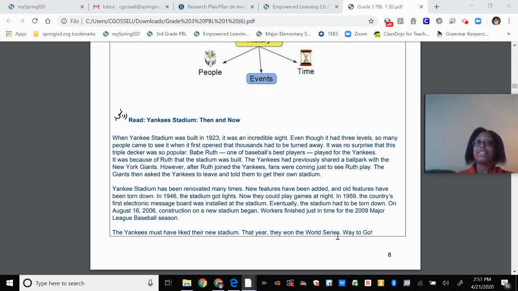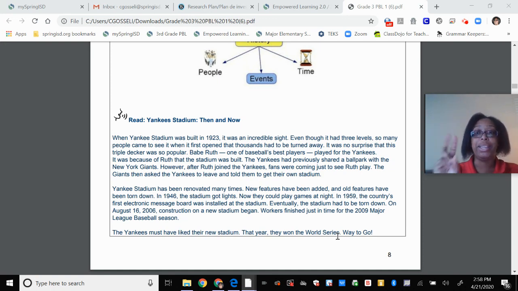Way to go. So that's a lot of information that starts with the stadium being built in 1923, why it had to be built, so a cause and effect kind of relationship, because people were coming to see Babe Ruth, the New York Giants weren't so happy, so they decided to kick him out. And so they got their own stadium. And then over time, from 1946 until 2006 or 2009, changes happened. They got lights, they got a message board that lit up and had messages and things like that on there. And you could see information about the game.